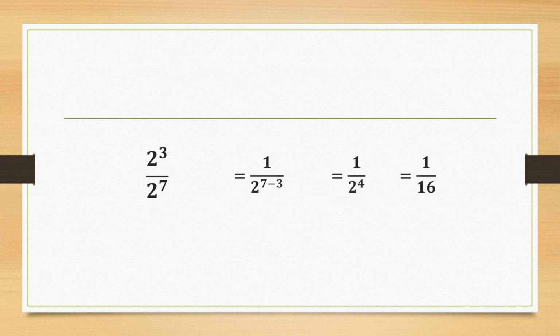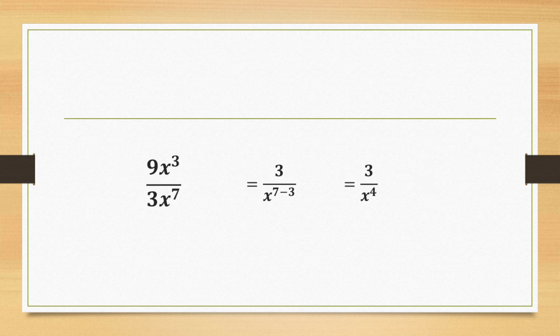Another example, 2 raised to the power of 3 over 2 raised to the power of 7. 1 over 2 raised to the power of 7 minus 3 is equal to 1 over 2 raised to the power of 4, and simplify. 2 times 2 times 2 times 2 is equal to 16. Therefore, our final answer is 1 over 16.